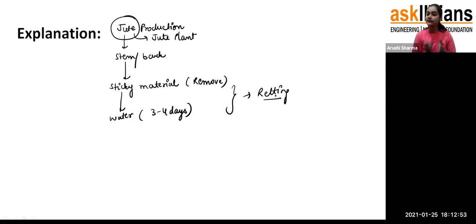Okay, so when we do this, when the sticky substance gets separated from it, we get it in the form of jute. Now that jute can be used for further processes, like making jute bags and doormats, and jute is also used in ropes.